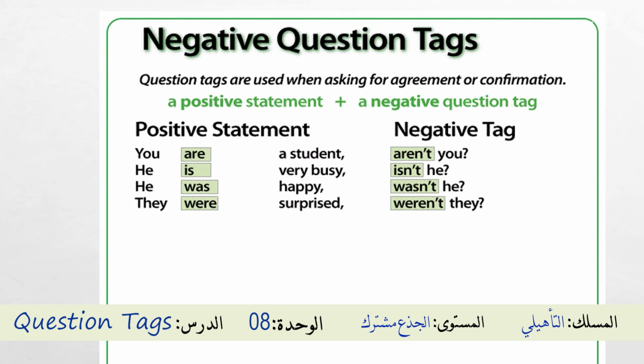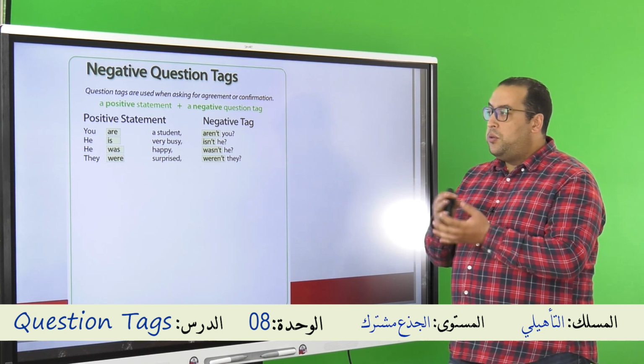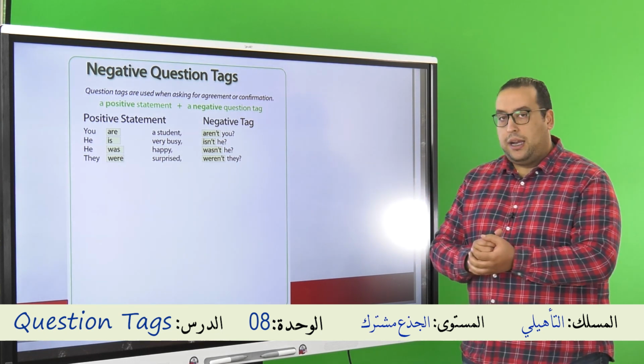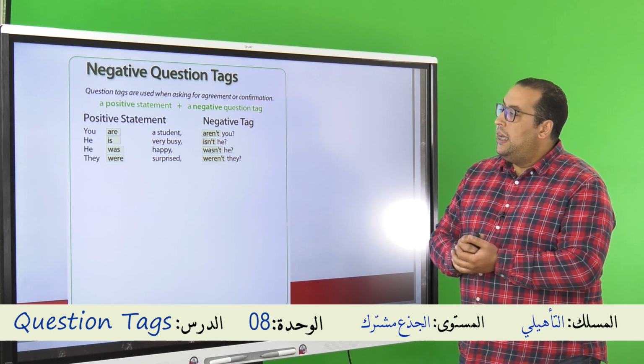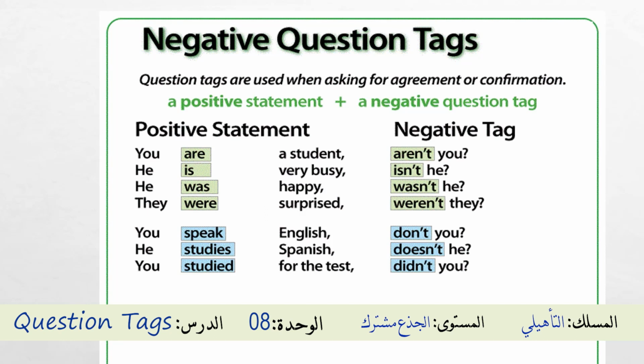So you see, we take the verb to be from the first section, which is the positive statement, and we give the negative form of it in the negative tag or the question tag, and between this and that we use a comma. Good. Now, the next category is when we use the rest of the verbs. So the first part, the verb to be. Now the second part is using the rest of the verbs.